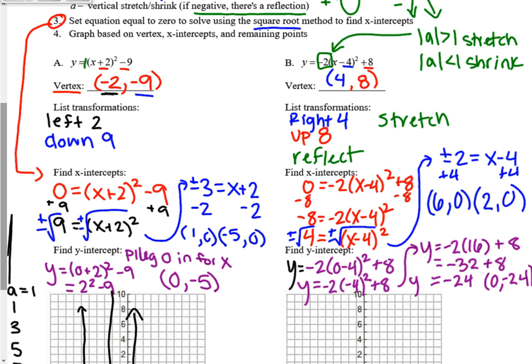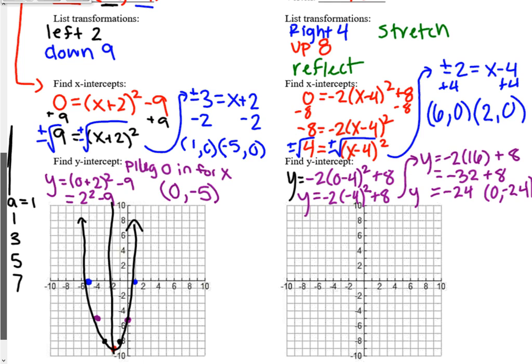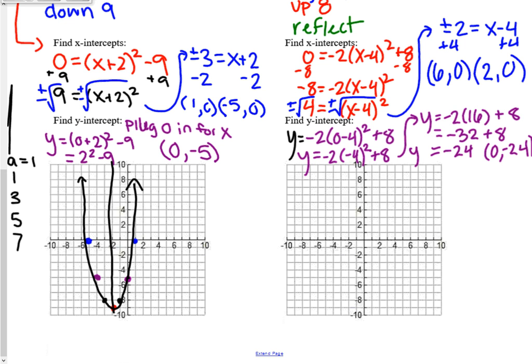So for my graph, I have 3 points right now. I have my vertex at 4, 8. And I have my two x-intercepts at 2, 0 and 6, 0. To get our other points, we can use our 1, 3, 5, 7 pattern. But this time we have to remember our a equal to negative 2. So we need to multiply each of those values by negative 2.